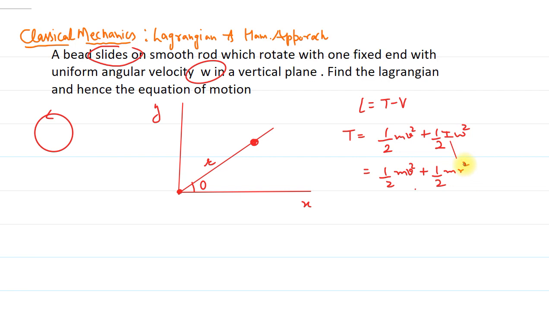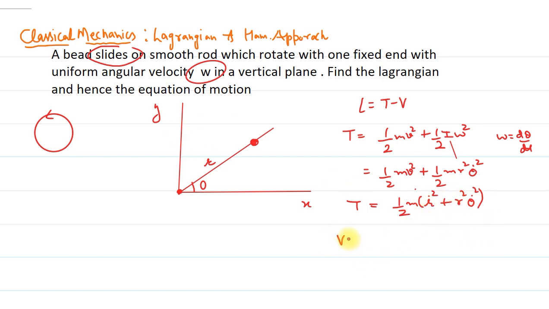In place of omega, students, we know that omega is d theta by dt, so we write theta dot. Further simplifying, this is half m, which we can take common. In place of v square I will write r dot square plus r square theta dot square. So this is the kinetic energy term for this particular motion.